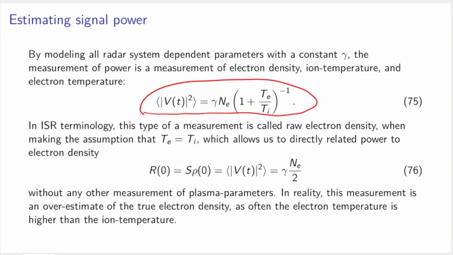Often the assumption is made that the electron temperature equals ion temperature. This assumption leads us to a measurement of so-called raw electron density. This estimate is usually an overestimate of the true electron density because the electron temperature is usually higher than the ion temperature. However, a measurement of power already provides a first-order approximation of ionospheric electron density. The constant gamma depends on a number of factors, for example, radar transmit power, distance to the volume of plasma, antenna size, and a scaling constant that relates complex voltage to the received electric field. This constant gamma is often referred to as the magic constant.